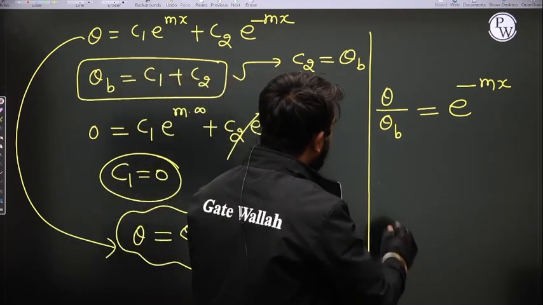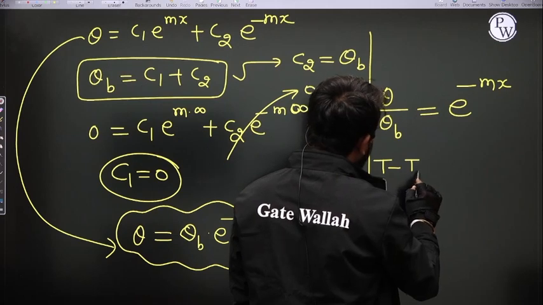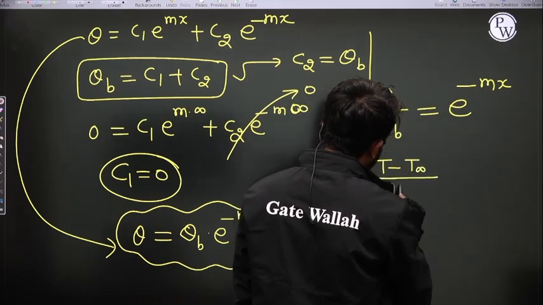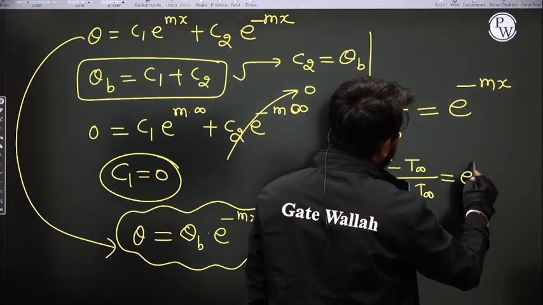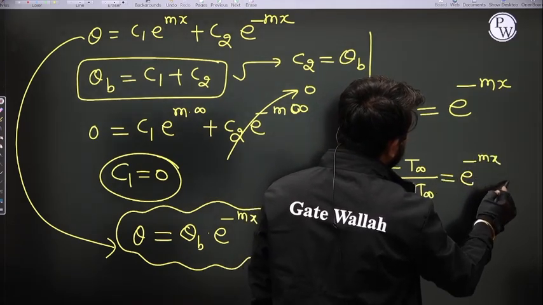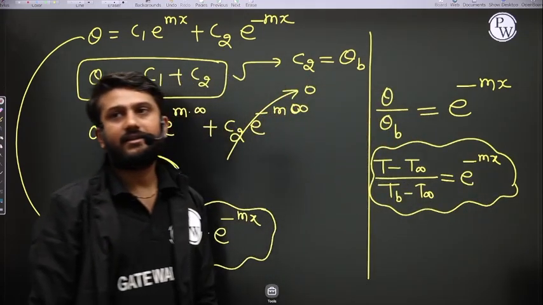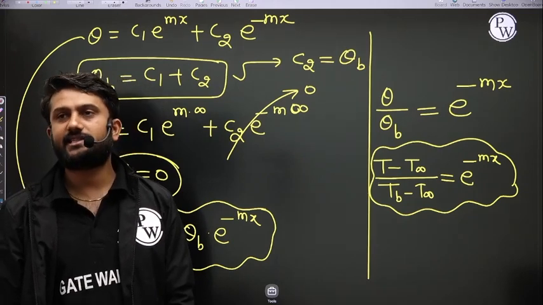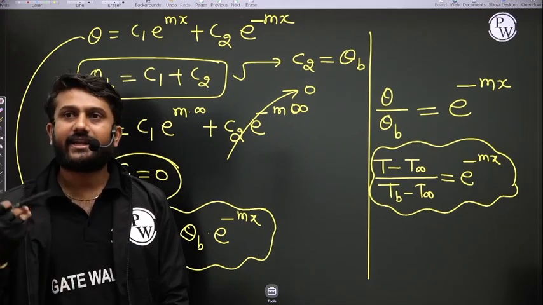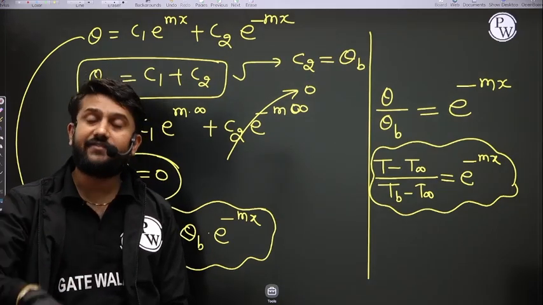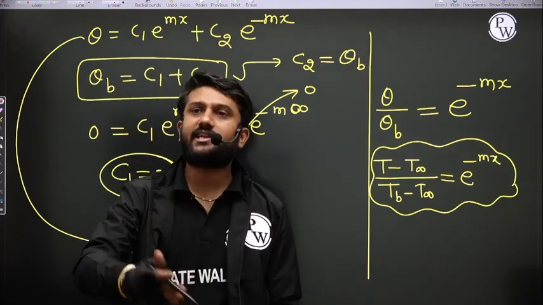Now see here, what is theta? You can write it in this way also: T minus T infinity upon Tb minus T infinity is equal to e to the power minus mx. So from here it is clear that the temperature decreases with x, and that temperature decreases exponentially with x.